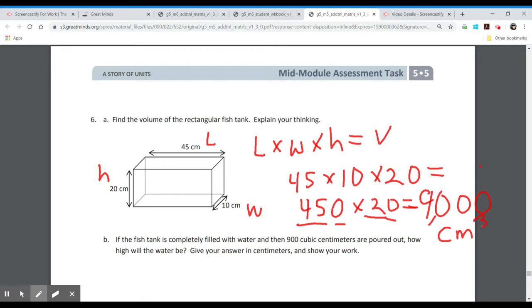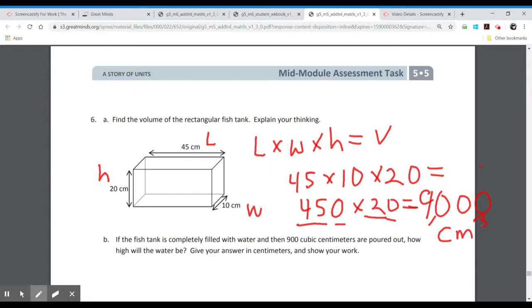Okay, so that's it. Explaining our thinking, we're multiplying the length times the width times the height. I don't know what else you could explain, but okay, let's do the second part. It says if the fish tank is completely filled with water and then 900 cubic centimeters are poured out, how high will the water be? Well, if we start out with 9,000 cubic centimeters and we pour out 900, that's going to be a subtraction problem.